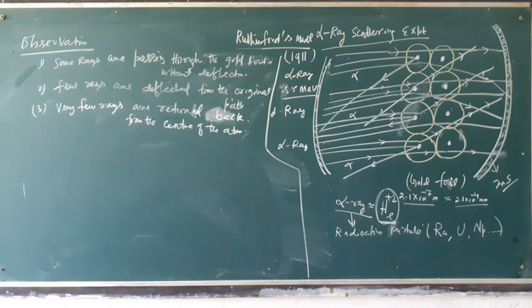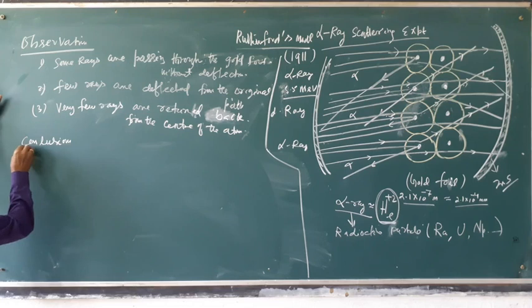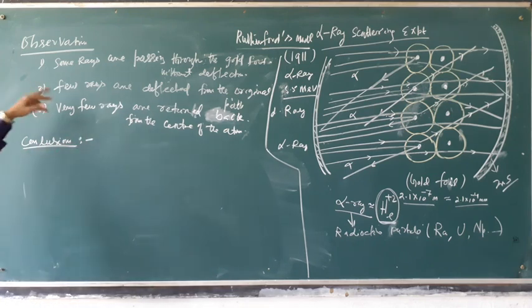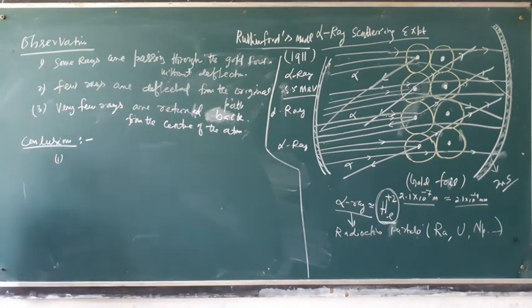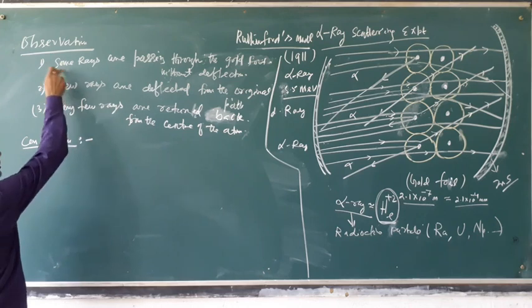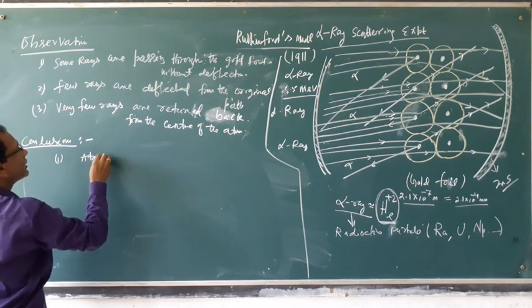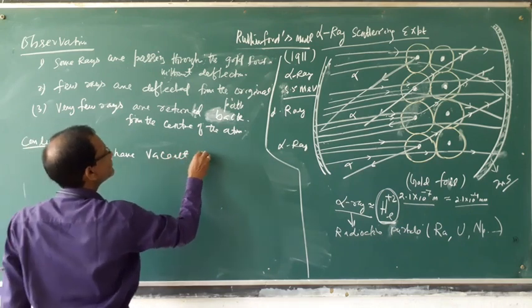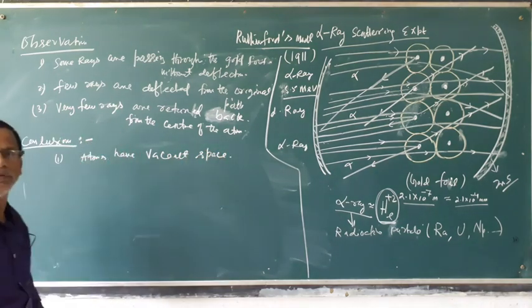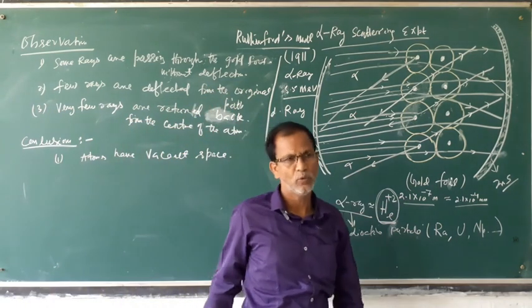Then from these observations, he made conclusions. What is the conclusion? Why is the first observation found? What is the explanation of the first? The first conclusion, regarding number 1, is that atoms have vacant space. That's why the ray passes without deflection.